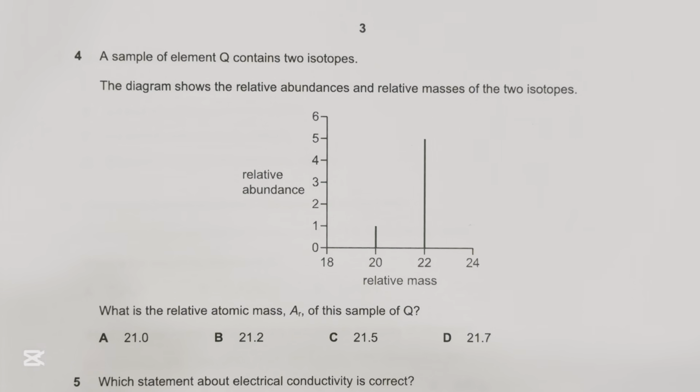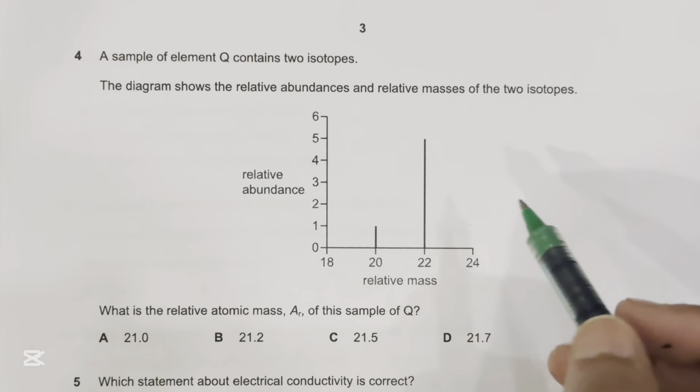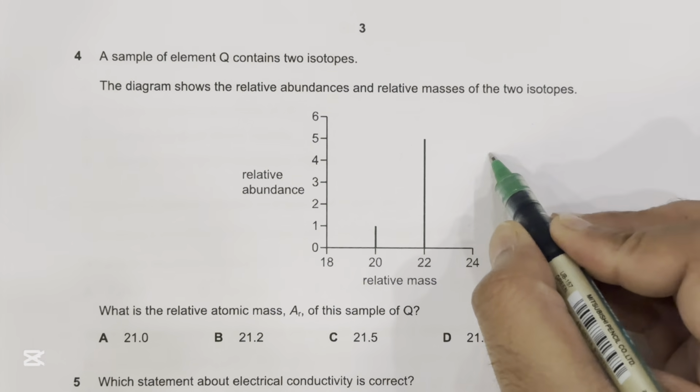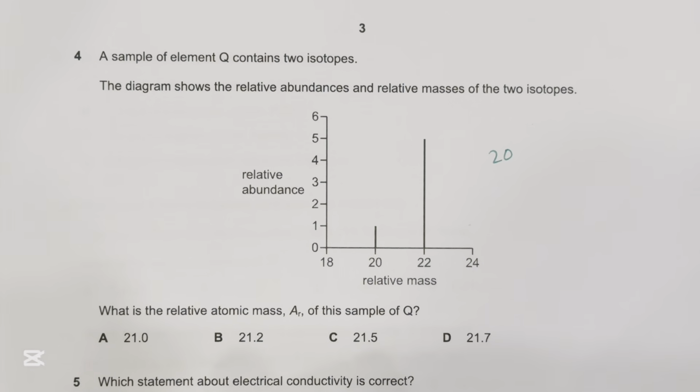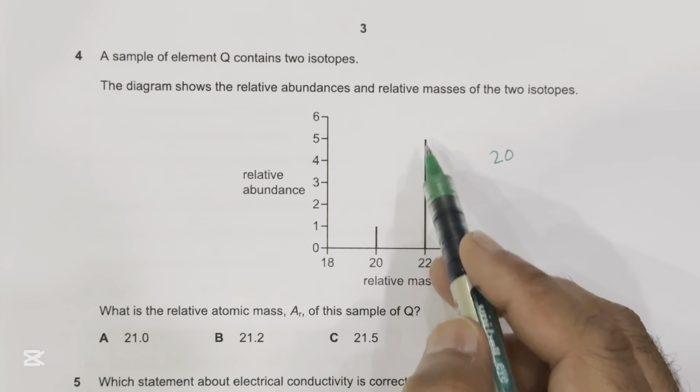Okay, moving to question number 4. A sample of element Q contains 2 isotopes. This is a typical question on isotopes. The diagram shows the relative abundance and relative masses of the 2 isotopes. What is the relative atomic mass Ar of the sample of Q? How are we going to calculate it? This is a question of relative abundance, so we have to multiply each mass by its abundance. The abundance of 20 is 1 and the total is 1 and 5.